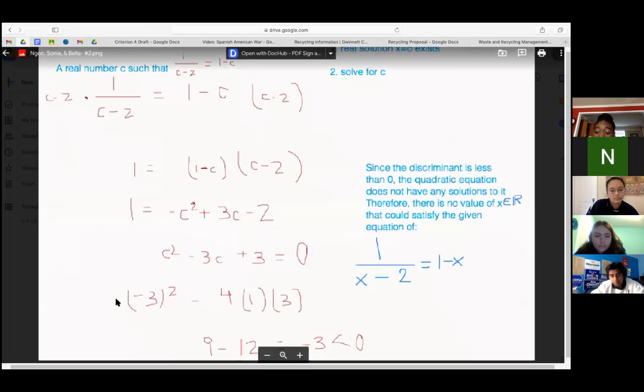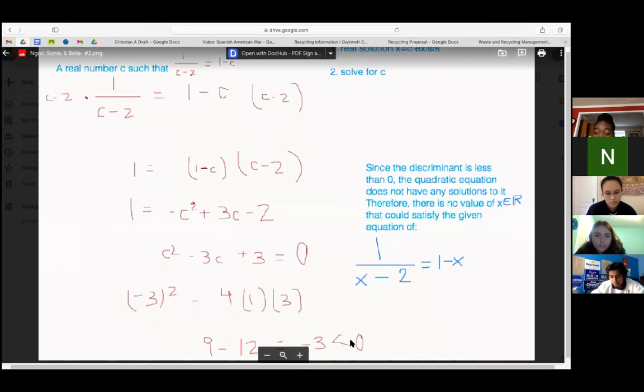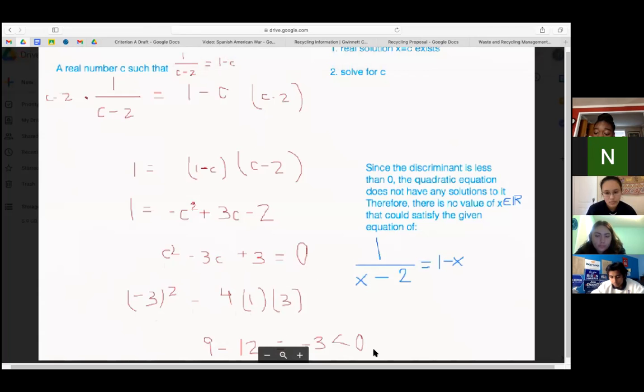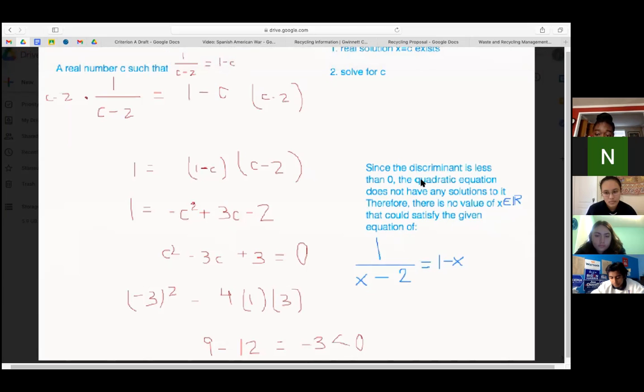Yeah, so the discriminant is that. In this quadratic equation, our b is minus 3, a is 1 and c is 3. So we got the discriminant to be -3. And since -3 is less than 0, the quadratic equation does not have any solutions. Therefore, there is no value of x that could satisfy the given equation of 1 over x minus 2 equals 1 minus x. Right, and that would make it irrational.